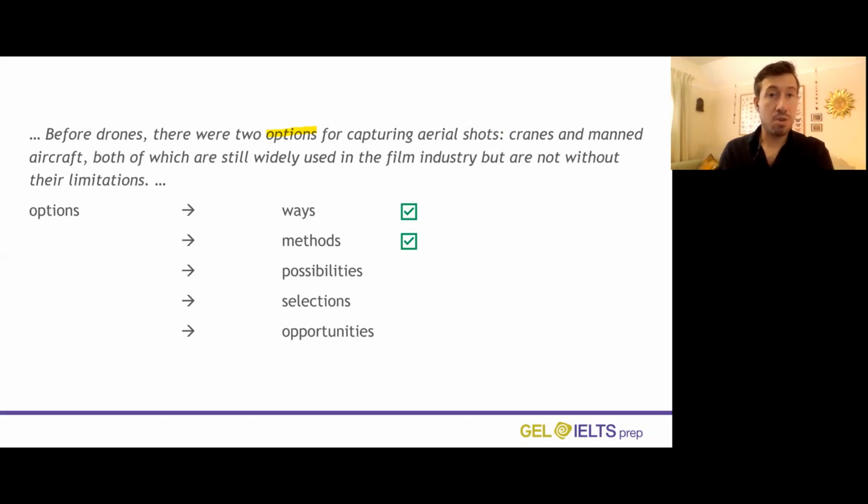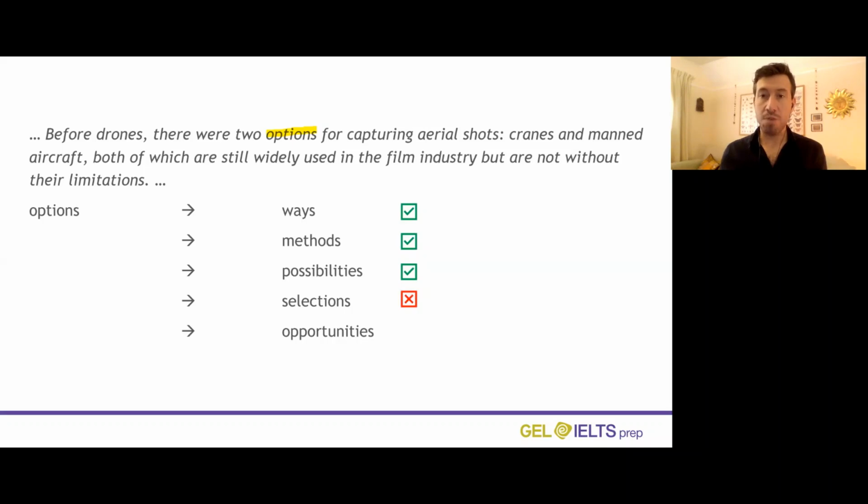So that works perfectly. Now let's have a look. Before drones, there were two possibilities for capturing aerial shots. Yeah, possible options or possible ways. You could just use the word possibilities in that situation, so this also works as a synonym. Now, before drones, there were two selections for capturing aerial shots. That doesn't really make much sense, because a selection is not a way of doing things. It's choosing from one of two things. So we're focusing on ways or methods here. Selections in this context doesn't really make sense as a synonym.